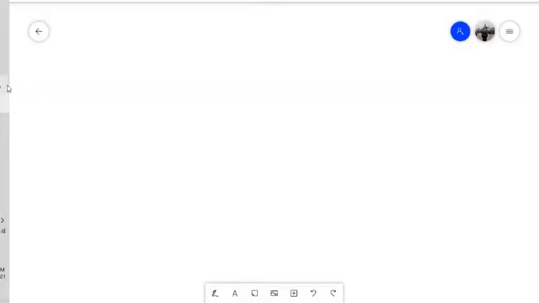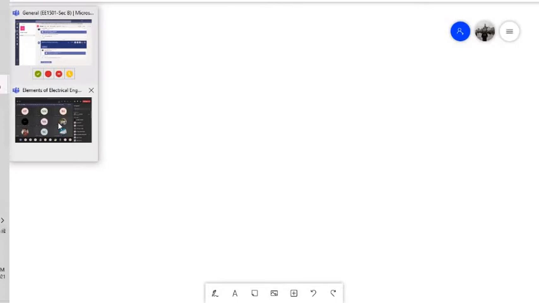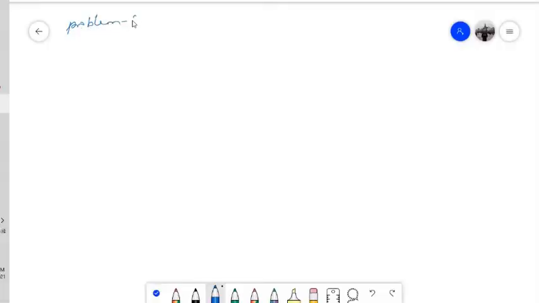So one more problem. Problem number 6. Now the question is a series RL circuit. It has R equal to 25 ohm, XL equal to 32 ohm. So directly the inductance value is not given. The inductive reactance is given. You may have to determine the inductance.